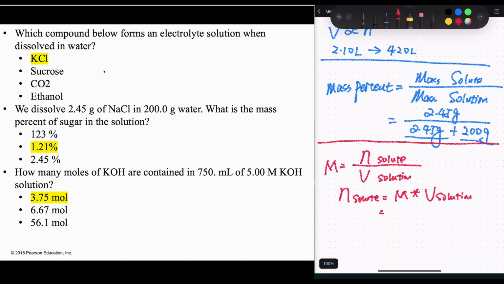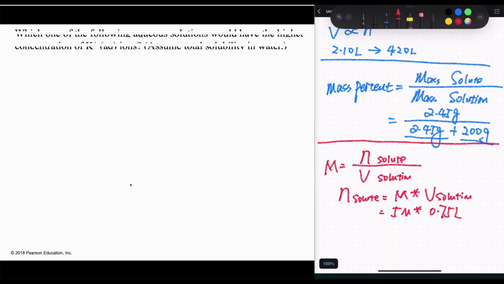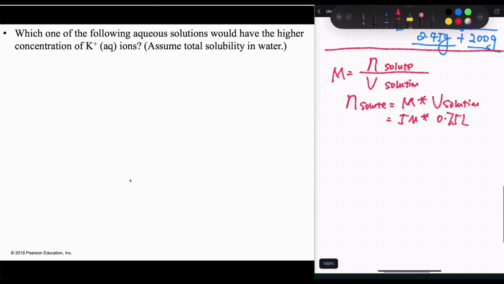So molarity is 5 molar, and the solution volume is also given. It's 750 milliliter, but make sure we use the unit of liter in order to calculate. So we need to convert 750 milliliter into liter, which is 0.75 liter. That will give you 3.75 mole of potassium hydroxide. Okay. Next question.